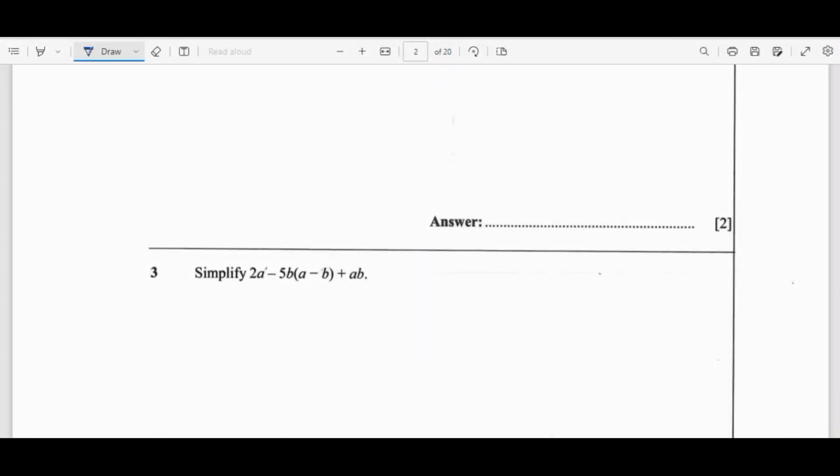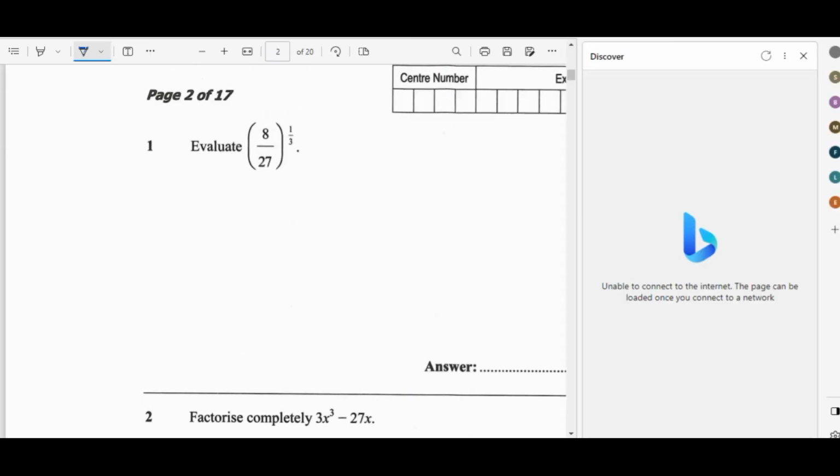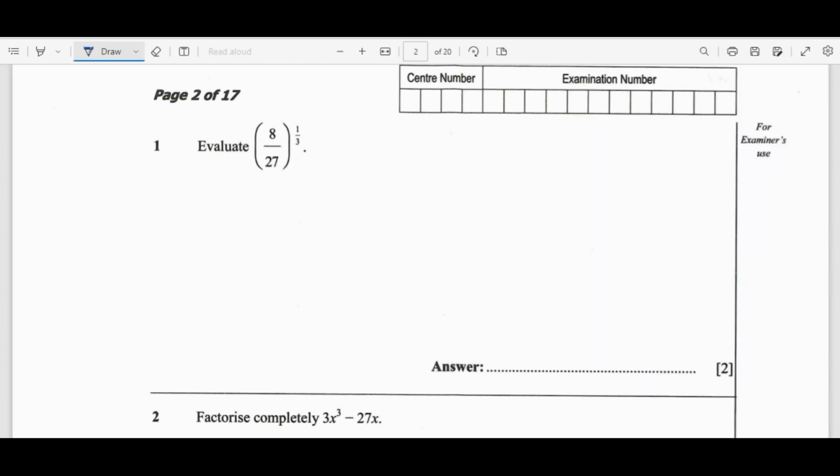So let us see the first question. Okay, so the first question: evaluate. So we have 8 over 27, in brackets, raised to the power 1 over 3.